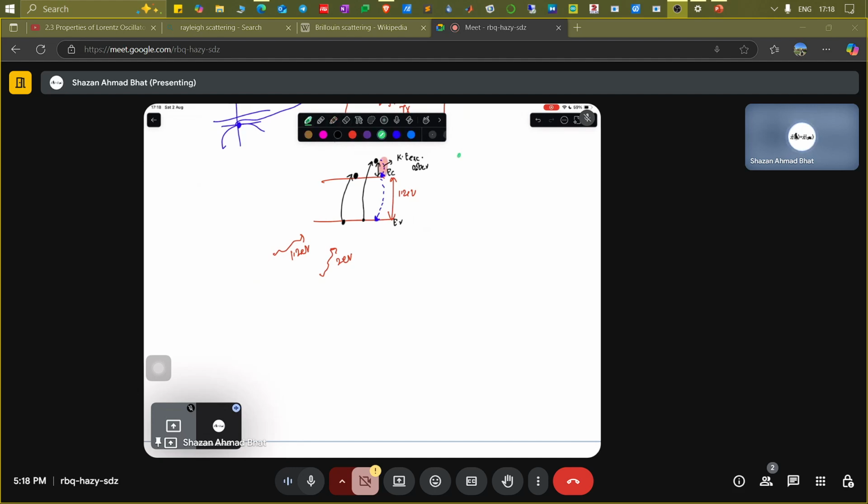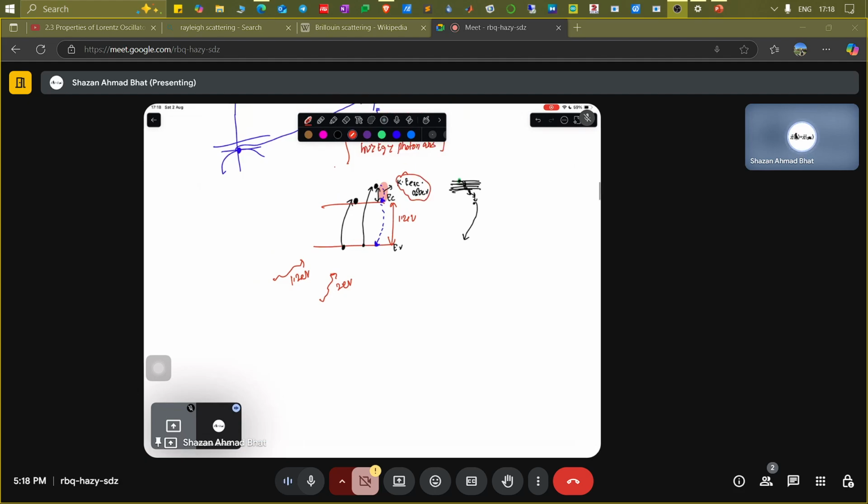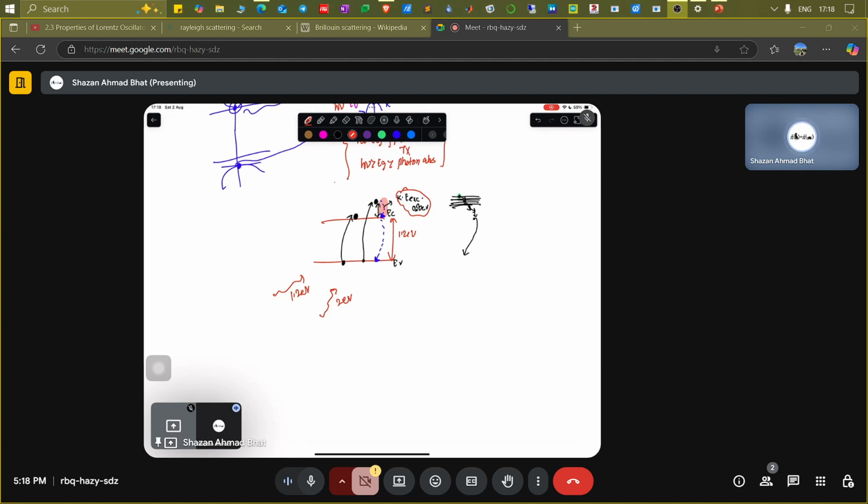If you have multiple energy levels, the electron can go here, then come down, and finally it can recombine radiatively or non-radiatively, depending upon what type of semiconductor it is. So it has to give up the extra kinetic energy. And when it gives off this extra kinetic energy, it gives it to the lattice in the form of something called phonons.